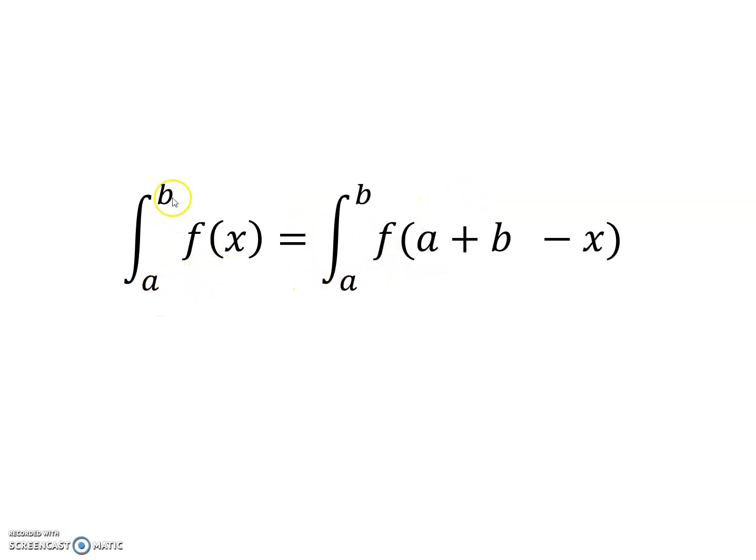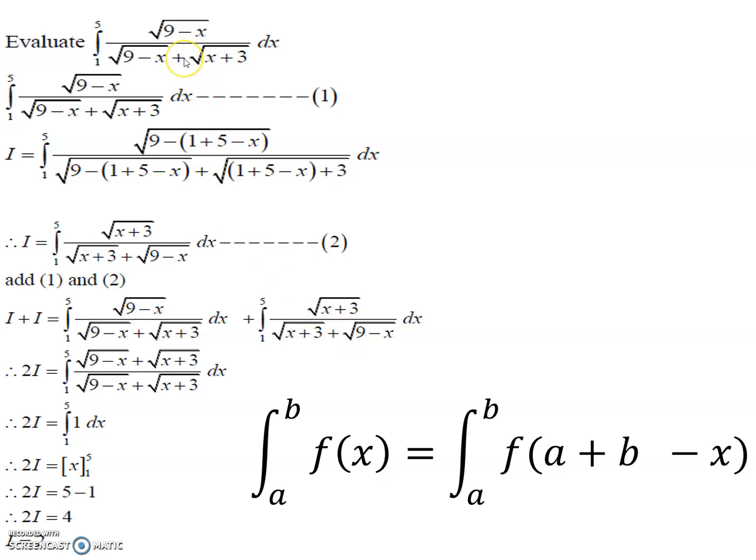Let us check. Integral a to b of f(x) is equal to integral a to b of f(a plus b minus x). Let us check. Take the example, lower limit 1, upper limit 5, root 9 minus x upon root 9 minus x plus root x plus 3. So instead of x, we have to put what? Lower limit and upper limit, a to b.